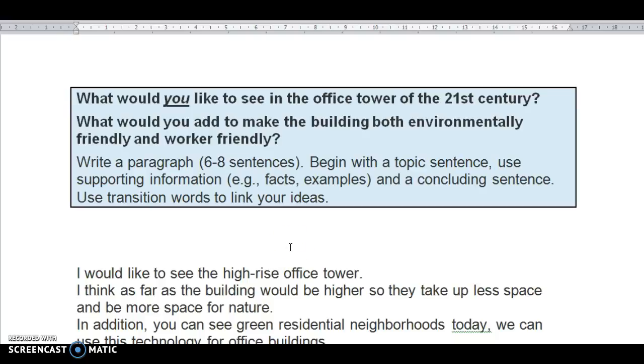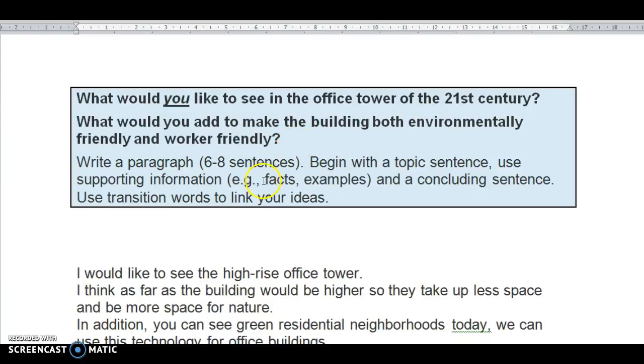Everyone, today we're going to look at paragraphs. We're going to look at some of the examples of paragraphs that were written in Lesson 8 for the video task about the office tower of the 21st century. So the question was, what would you like to see in the office tower of the 21st century? What would you add to make the building both environmentally friendly and worker friendly?